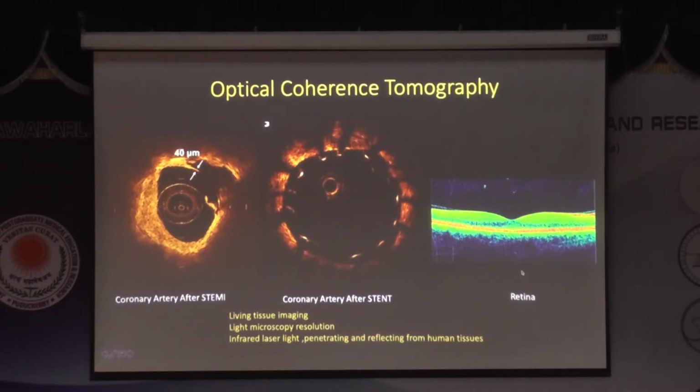Optical coherence tomography is a very exciting part in which, just like ultrasound, light is used, near infrared light, laser light is used to penetrate the tissue, and based on the reflections, this type of image is formed. The importance of this image is what you are seeing here in the first one and the second one is that it is the coronary arteries which appear as if they have been sliced in a histological section, and the last one is the retina. So the advantage of this particular modality is we are almost getting microscopic images. The resolution is almost like a light microscopic resolution.